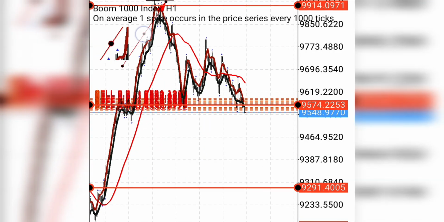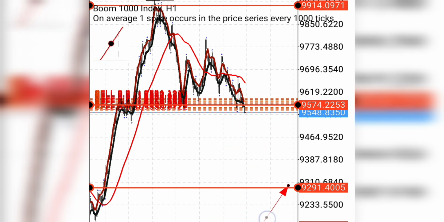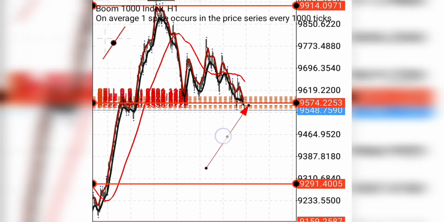Put in your take profit for both buy and sell. For instance, your magic take profit for sell is going to be 9291, and for buy it's going to be 9914. Then your SL level, which is your magic stop loss for both buy and sell, is going to be 9574. It's going to be the same, so that if it's going here, it's not going to buy, and if it's going here, it's not going to sell. So it's either it sells or it buys. That is it. It's very simple.